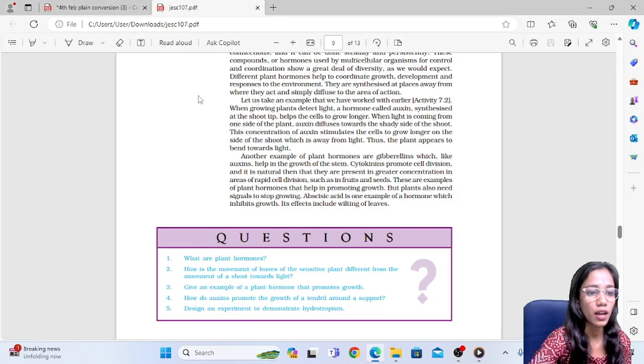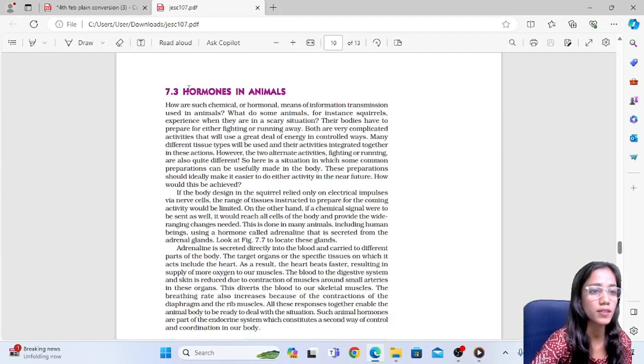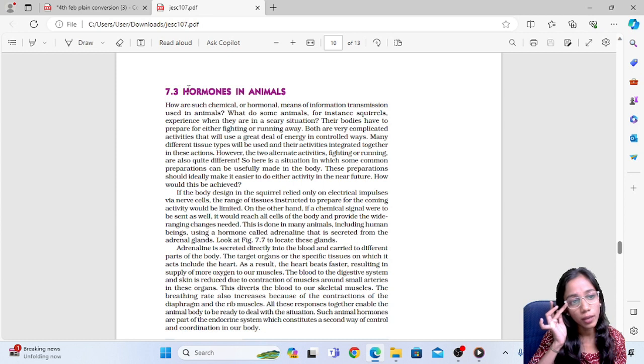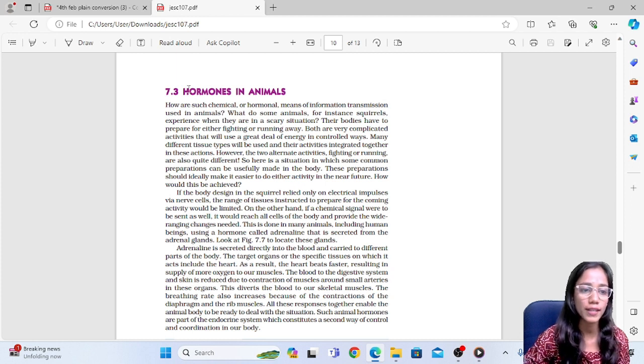Now, the same way plants have hormones, hormones are also present in animals, and they help in the proper growth, development and other functions of the animals. Majorly, hormones are present in humans and animals. Now the first hormone is the adrenaline hormone, which is directly secreted into the blood by the adrenal gland. Now what is this adrenaline hormone?